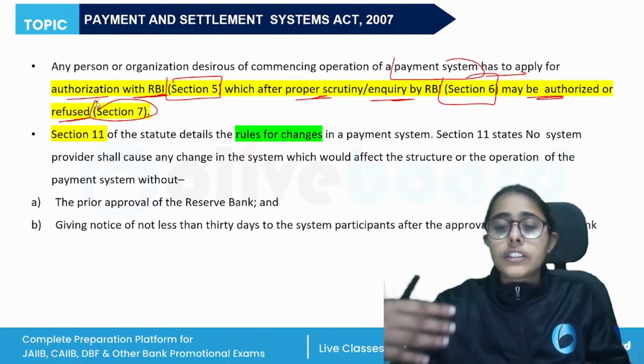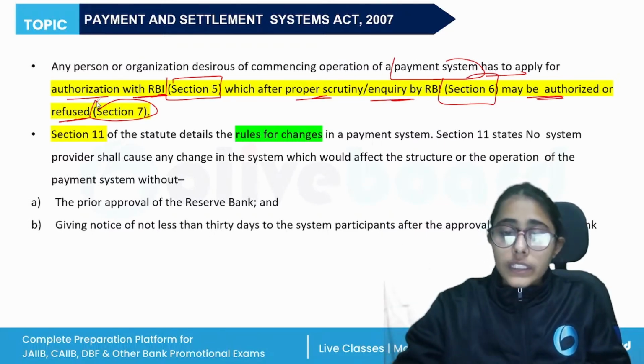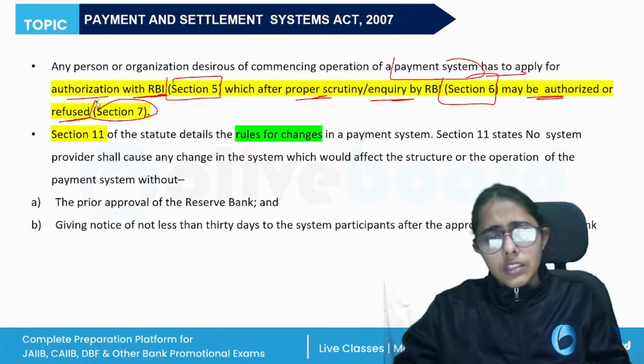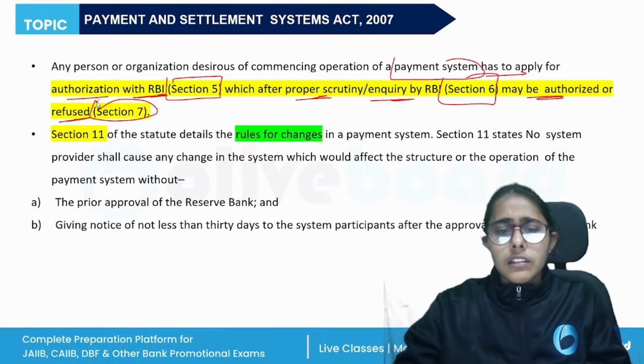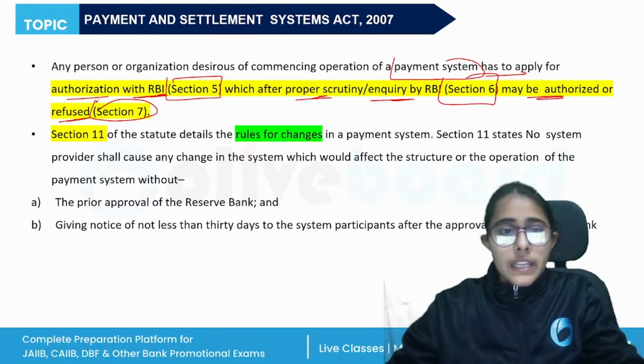And whenever the authorization is refused, RBI shall also give the applicant a notice stating the reasons for the refusal. And the aggrieved service provider may appeal to the central government if the refusal is made by RBI. This appeal provision is also there.